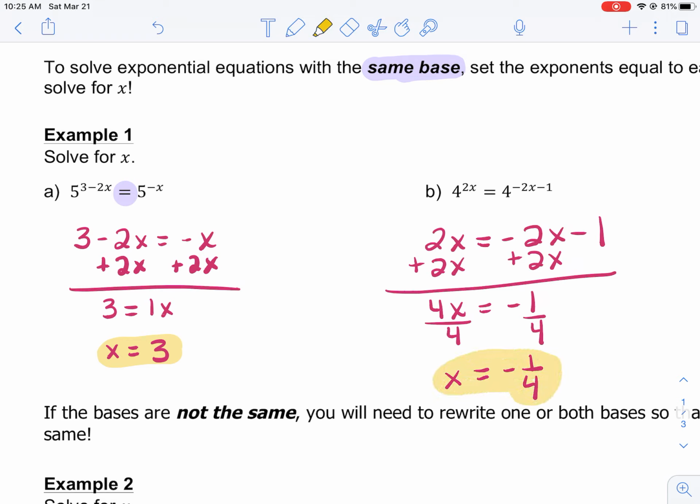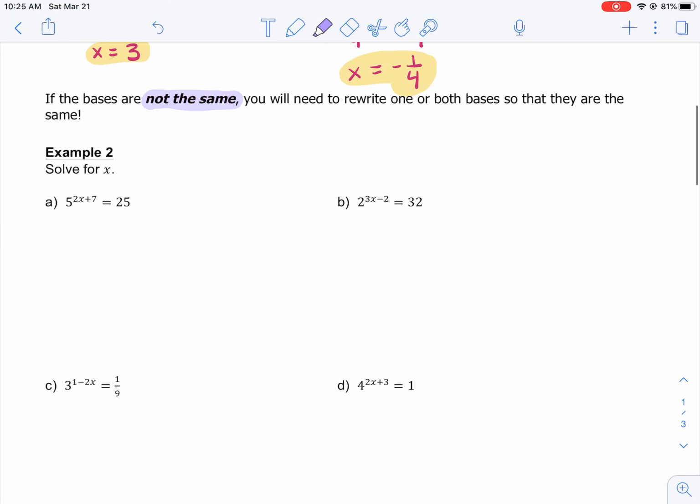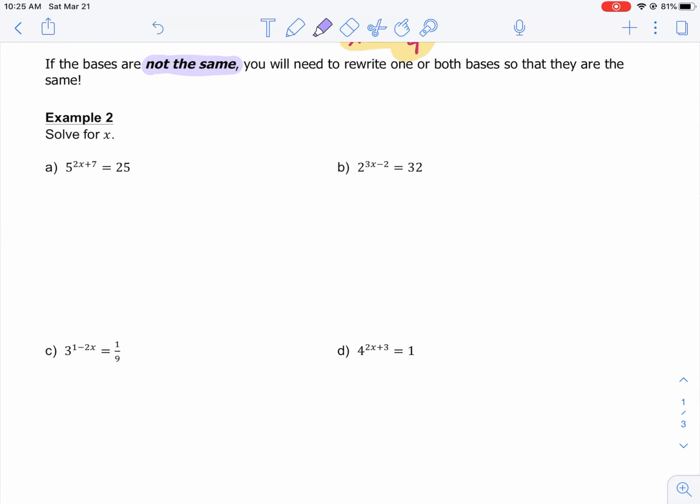The most basic type of exponential solving problem is when the bases are already the same. The next set of problems we're going to look at is, what do we do if the bases are not the same? If the bases are not the same, we are going to try to use properties of exponents so that the bases are the same. In the next set of examples, we're going to try to rewrite either one or both sides of the equation so that they have the same base, and then we can proceed like we did in example 1.